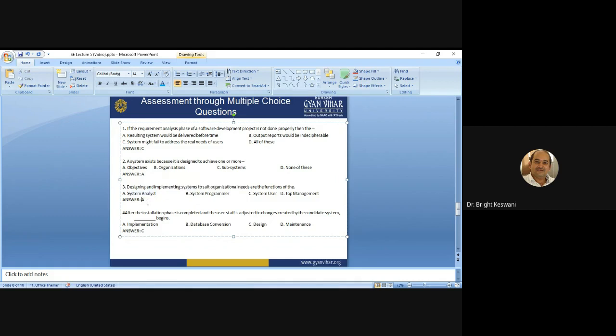So answer is A. The fourth question is, after the installation phase is completed and the user staff is adjusted to changes created by the candidate system, what begins? Implementation, or database conversion, or design, or maintenance. Changes created by the candidate system means changes in the design. So design phase begins.